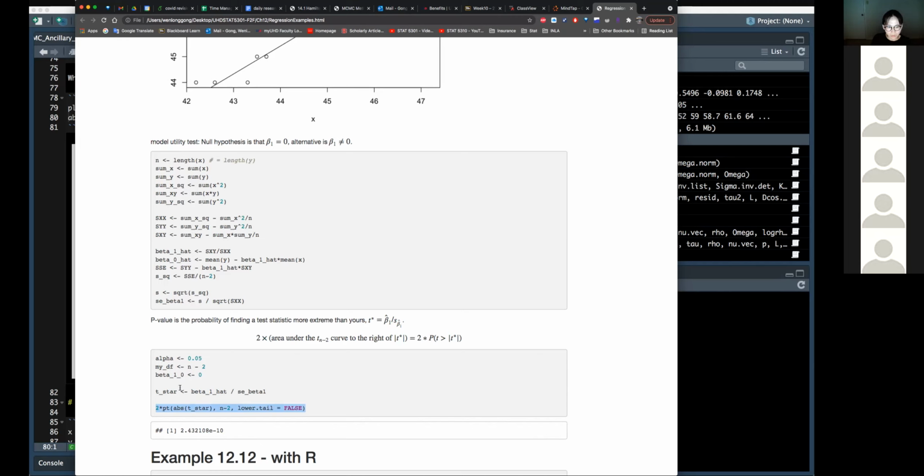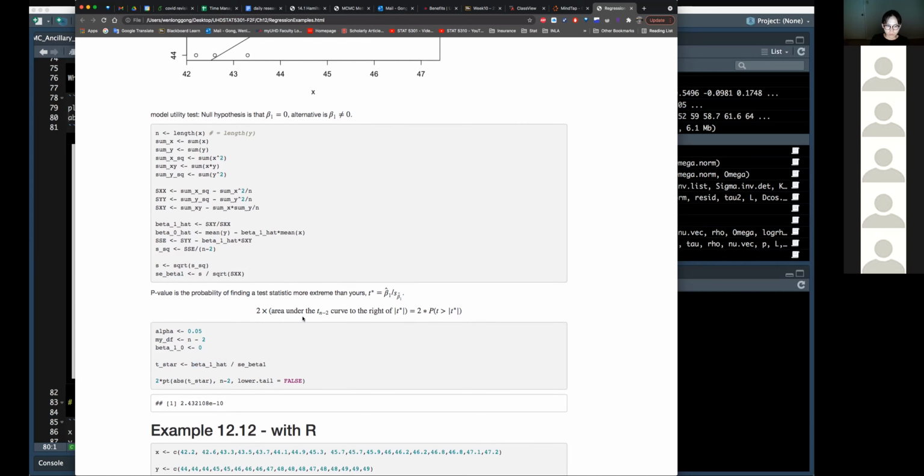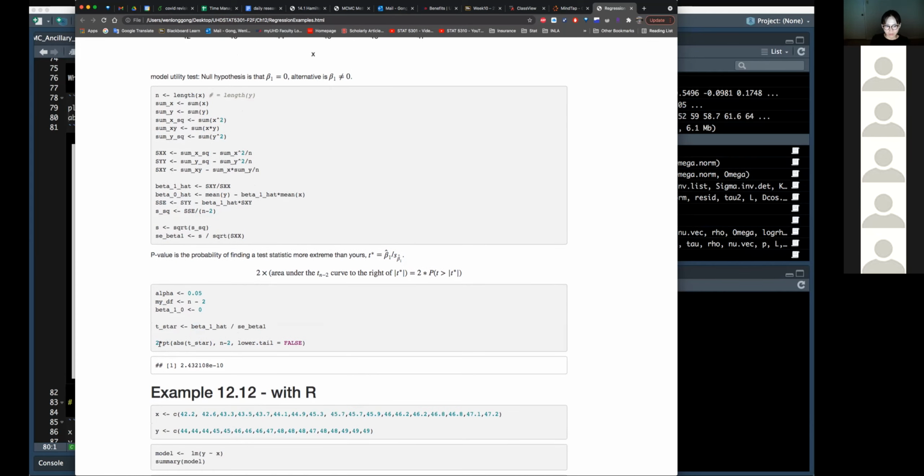So this is basically repeating what we did for the hypothesis testing chapter, but you just need to calculate the standard error for beta 1 hat, and definitely you will need this beta 1 hat. That's almost always your first step to do the estimation. Well, this is how you do it manually in R to calculate the p-value.